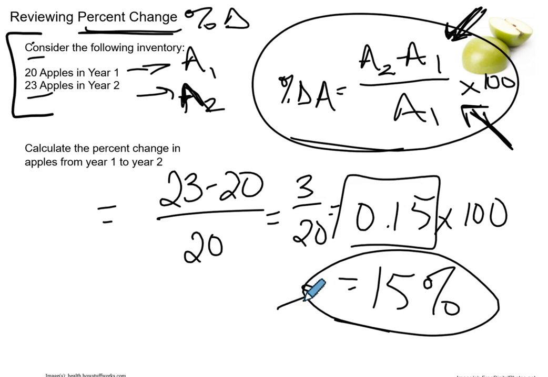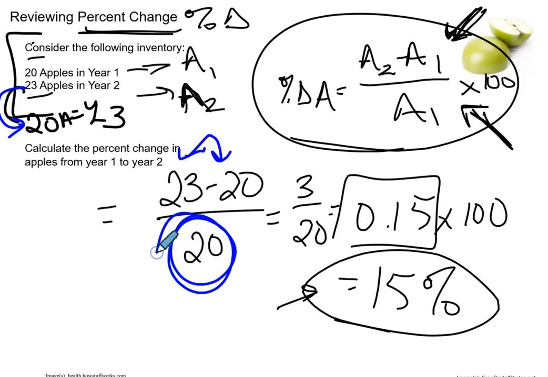Real quick, what if in year 3 we went down again to 20 apples? Could you calculate the percent change? From year 2 to year 3, we'd be going from 23 down to 20. Does that mean that it's a negative 15%? Think about that, right? My numerator is going to change, but this denominator, when we're calculating from year 2 to year 3, that value that would go in my denominator wouldn't be 20 anymore, it would be the 23.